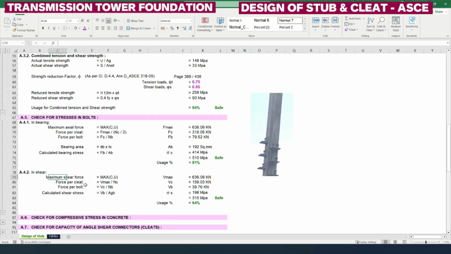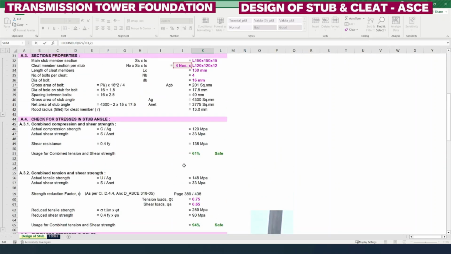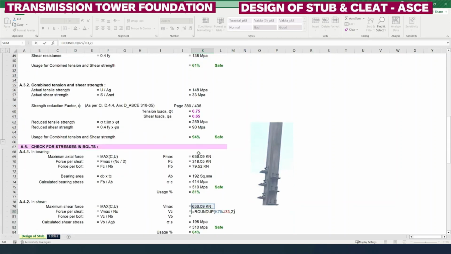Next one, check for shear. So here the maximum shear force again is the maximum of compression or uplift. Force per cleat: here all the forces will act like a shear member, on all the cleat members. So we need to consider the total, entire 4 numbers of cleat.